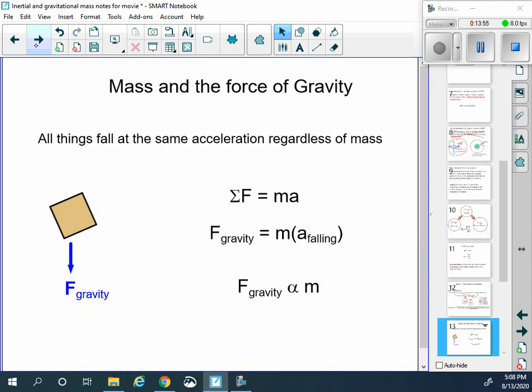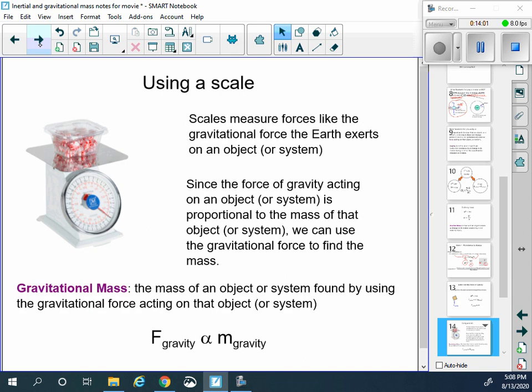You will run into very serious trouble. So that is not something that I encourage you to do. What you do instead is you place it on a scale and you measure the mass that way. And the scale is geared and calibrated to correlate the gravitational force to the mass of the object.